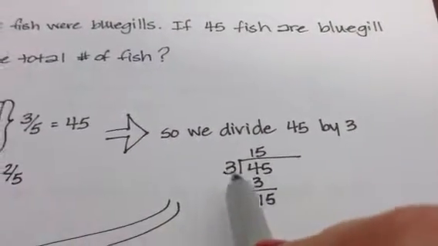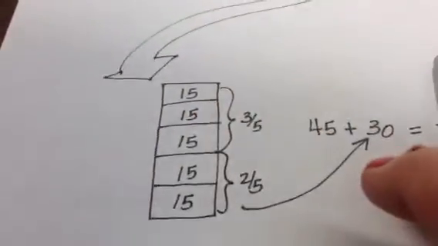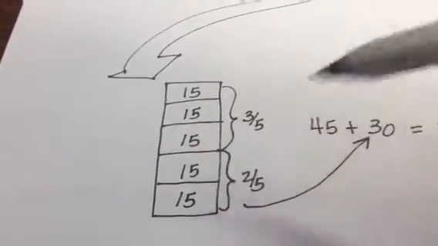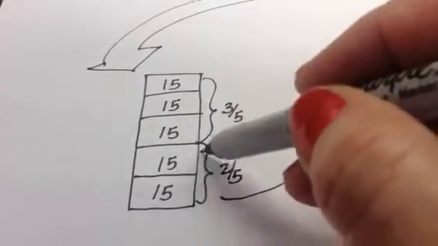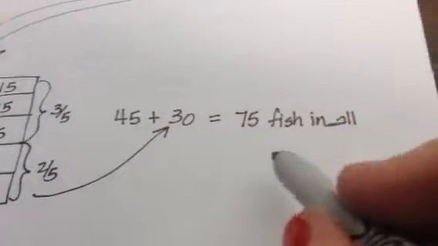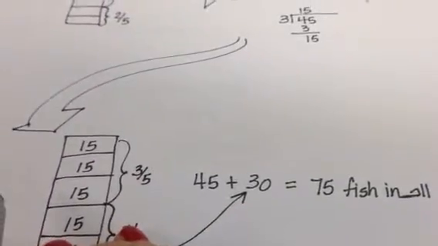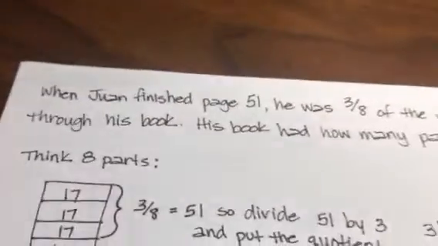45 by 3. So 3 goes into 45 15 times. So come down here. We put 15, 15, 15, 15, 15. Then we only know this is 45. The other fish are 30. So how many fish total? 75 fish in all. Did you get that? I'm going to give you some more to look at.